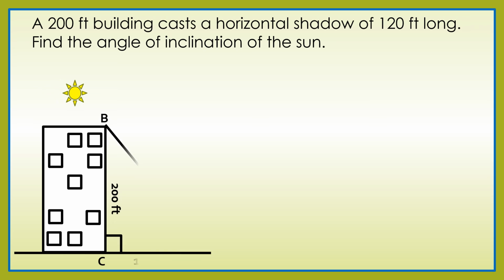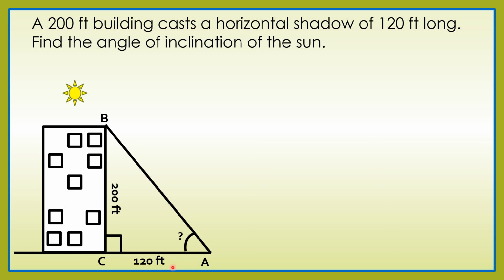So, let's have here the last problem. A 200 feet building casts a horizontal shadow of 120 feet long. Find the angle of inclination of the sun. So, as you can see in the given figure, yung height daw ng building natin is 200 feet, and then yung shadow daw niya, that is 120 feet.